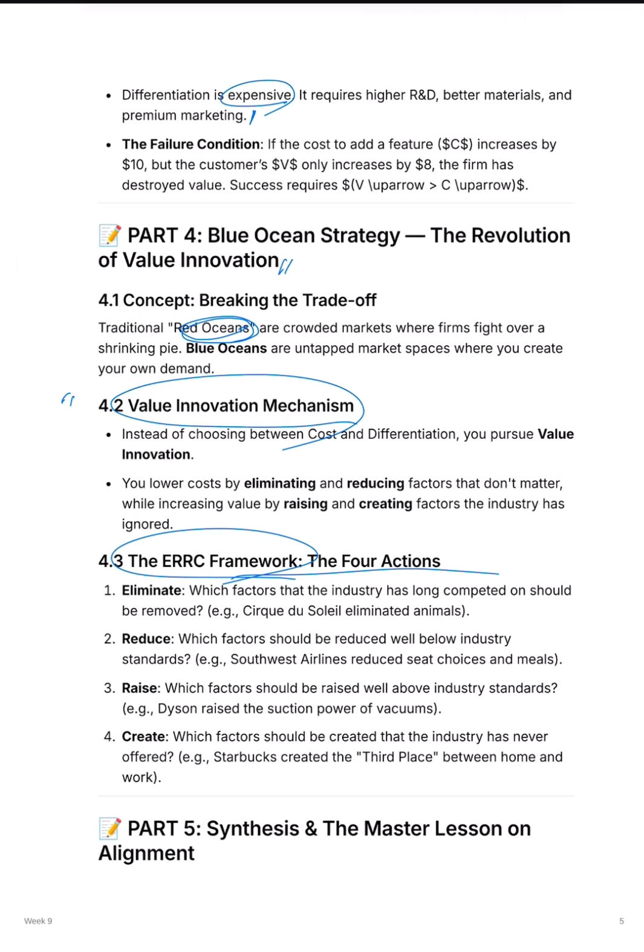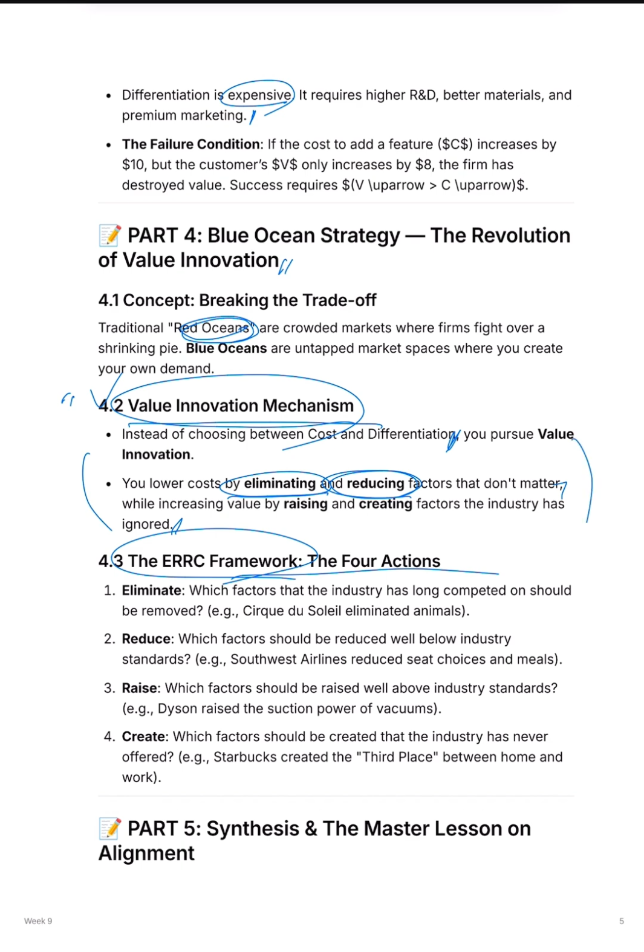Okay, good. So we should read some sentences about this part. So the value innovation mechanism is, instead of choosing between cost and differentiation, you pursue value innovation. So you lower cost by eliminating and reducing factors that don't matter, while increasing value by raising and creating factors the industry has ignored. So finally, you guys can understand these two sentences, I hope.